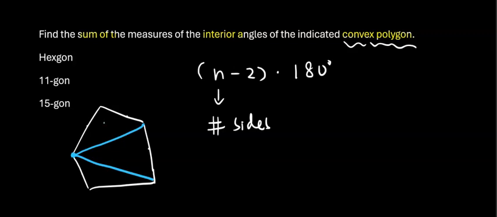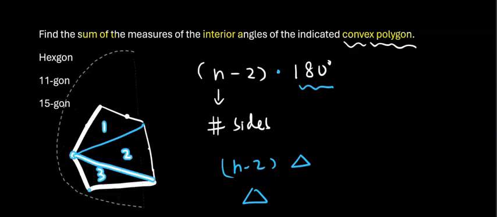And how many triangles do we have? 1, 2, 3. You can use other polygons to practice. You will find out, using one of the vertices, you will always have n-2 triangles. Now, in each triangle, the sum of the interior angles is 180. Therefore, we're going to times 180. That is the whole idea of this rule.